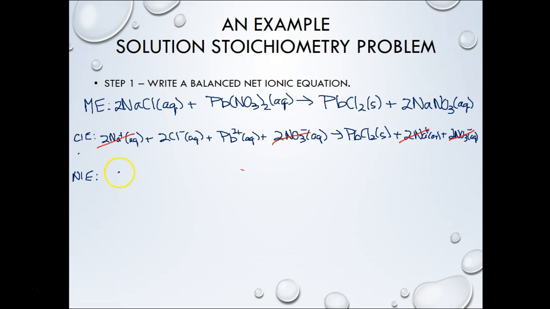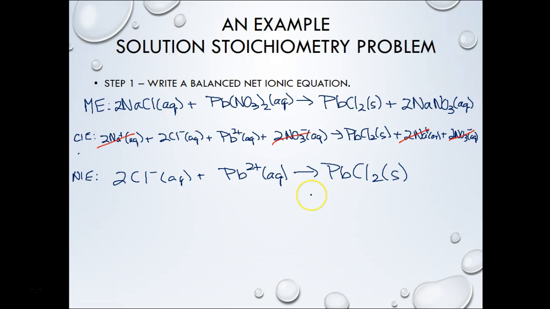So I write down what's left. I have 2 Cl- aqueous plus Pb2+ aqueous, and that produces for me PbCl2 solid. So there are my equations. They're going to lead me to the things that I need to be led to. So we're going to be referring back to this continually throughout time here. Okay, so let's go to the next slide.